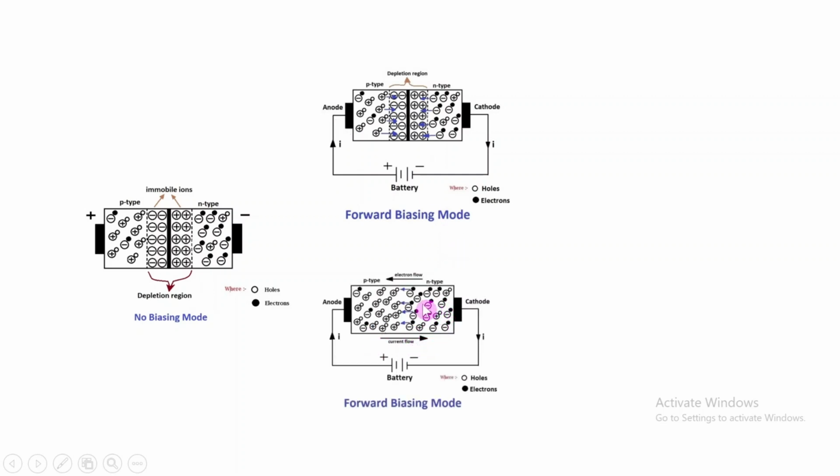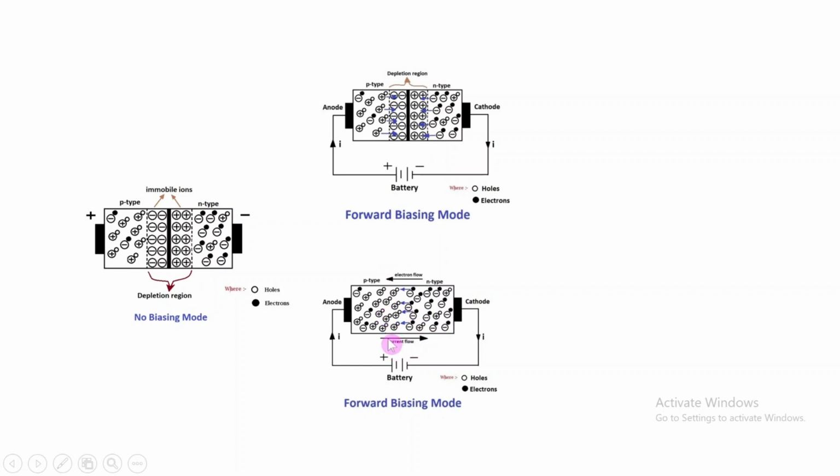All these electrons will start moving towards these holes and recombine with the holes, and the circuit will be complete. This setup is called forward biasing. The current will start in this circuit. That current is called the forward current.